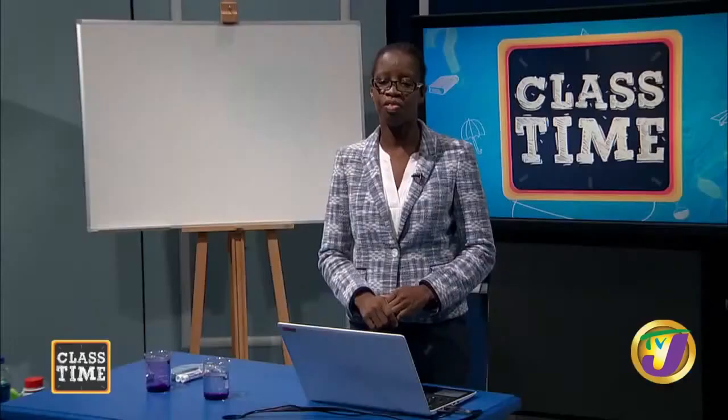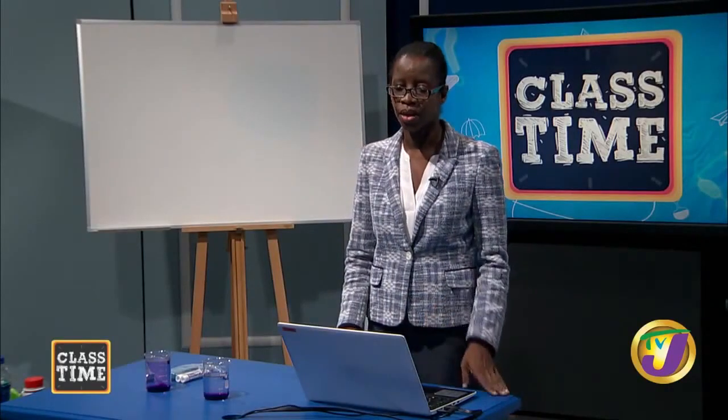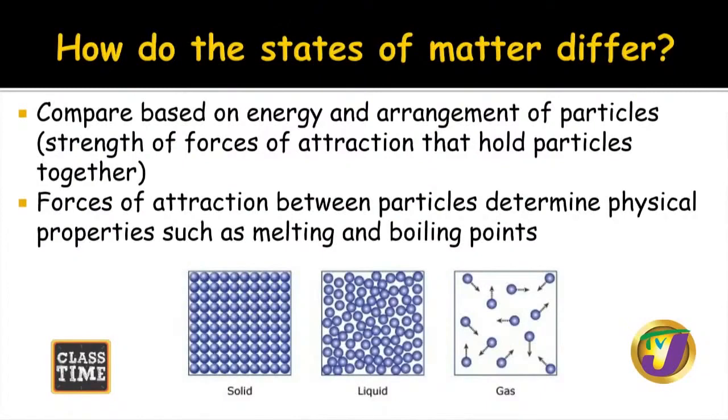Now, let's get to our third question. How do the states of matter differ? How is it that a solid is different from a liquid, and those two are different from a gas? How can I show that? Normally, when we're comparing the states of matter, we compare them essentially based on the energy and arrangement of the particles, or the forces of attraction between the particles. And so, let us demonstrate right now what we're talking about.